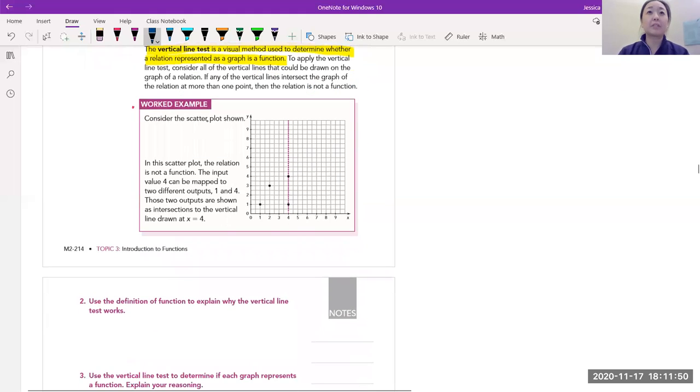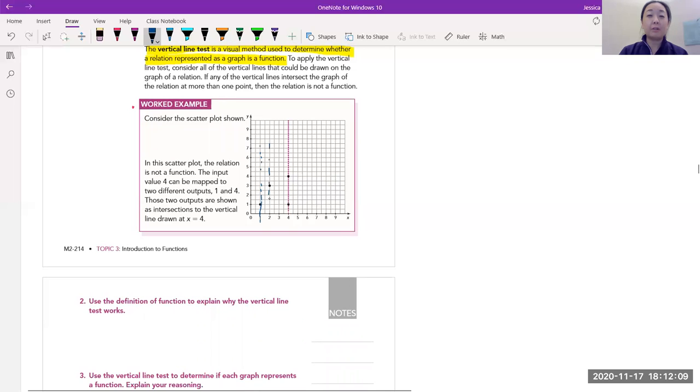So we're going to take a look at this worked example here. You're going to do the vertical line test. We're figuring out all the vertical lines that could possibly happen. If you try this one right here, we draw a straight line through here. Does it cross the line more than once? Nope, just right there. You just keep on going.